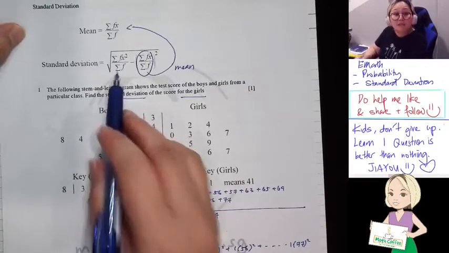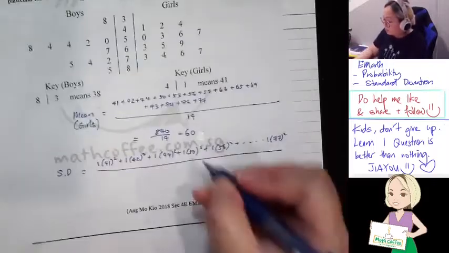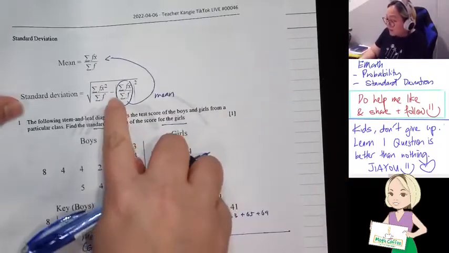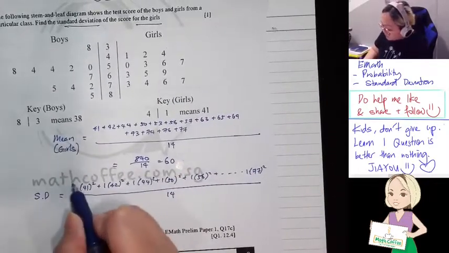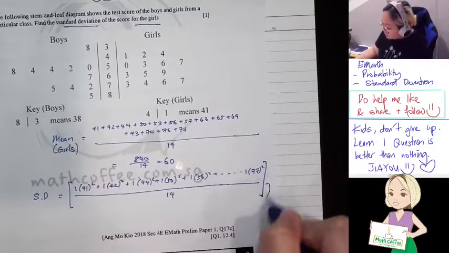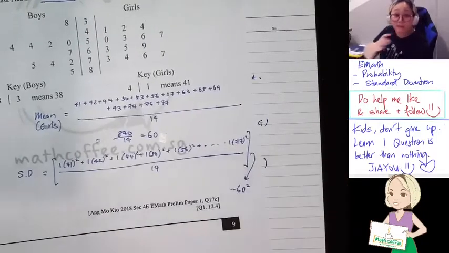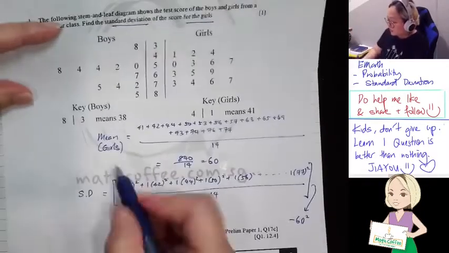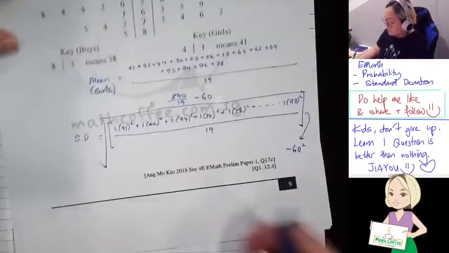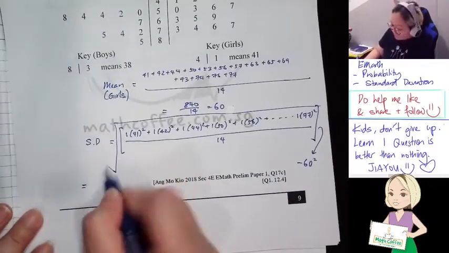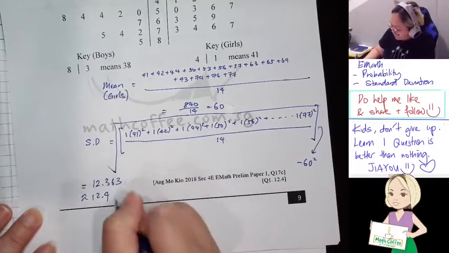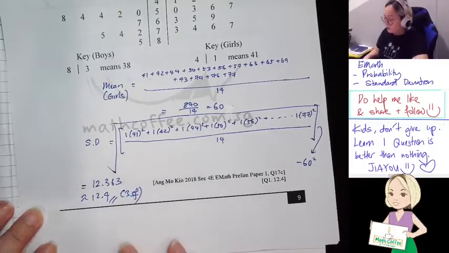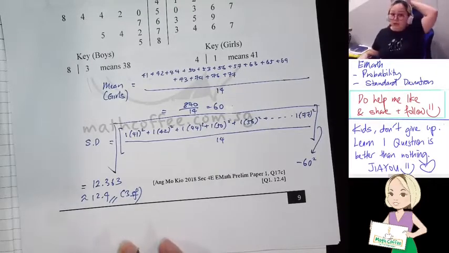The whole thing over sum of f. Sum of f means sum of my data, which in this case I have 14. So it's divided by 14 and minus the mean square. Mean just now I already calculated, which is 60. So just now this whole thing, okay, I need to minus 60 square, and then don't forget I have to do a square root. Okay, so I have to do a very big square root, and I will eventually get 12.363, 12.4 to 3 significant figures.